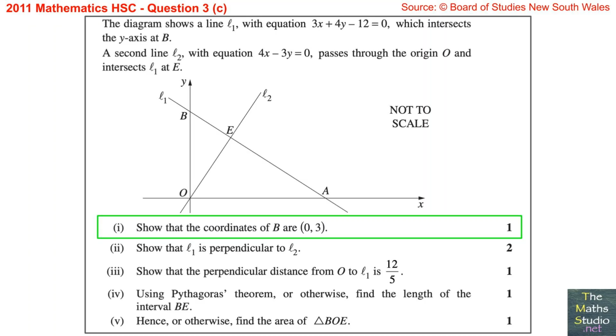Question 3, Part C. The diagram shows a line L1 with equation 3x plus 4y minus 12 equals 0, which intersects the y-axis at B. A second line, L2, with equation 4x minus 3y equals 0, passes through the origin O and intersects L1 at E. Part 1. Show that the coordinates of B are 0, 3.